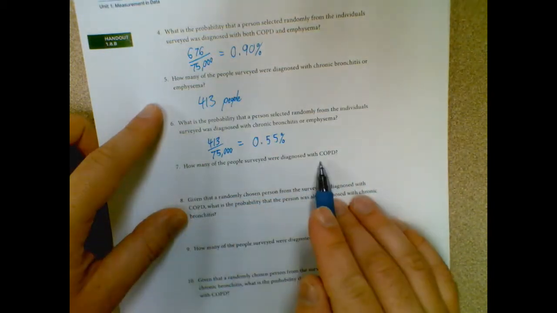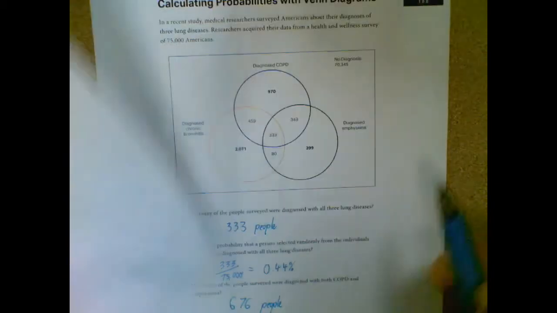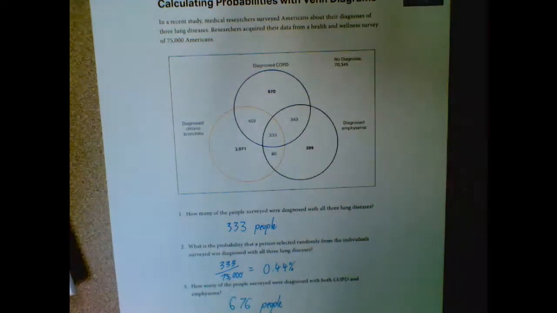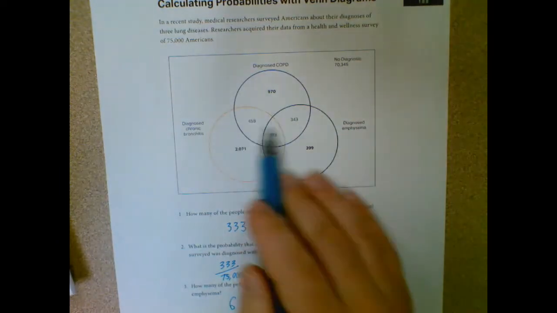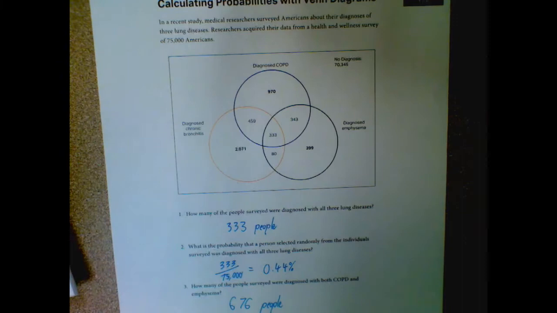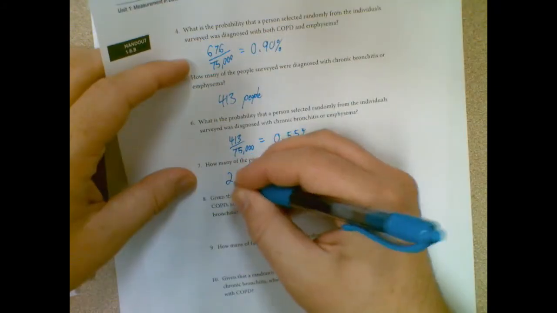How many of the people surveyed were diagnosed with COPD? So that's this entire circle here. It doesn't matter if they had anything else or not. It's anyone who is diagnosed. So I have to add all those up. So 970 plus 459 plus 333 plus 343 for a total of 2,105.